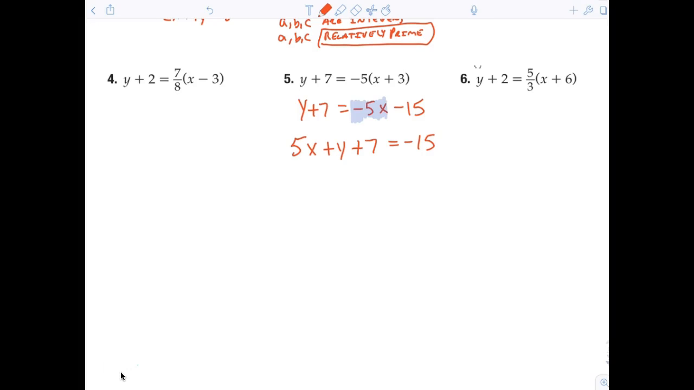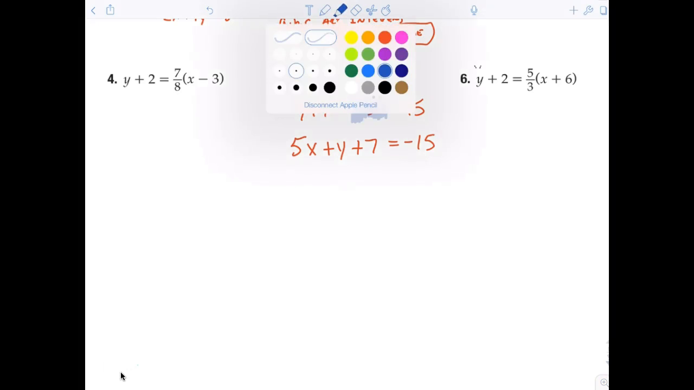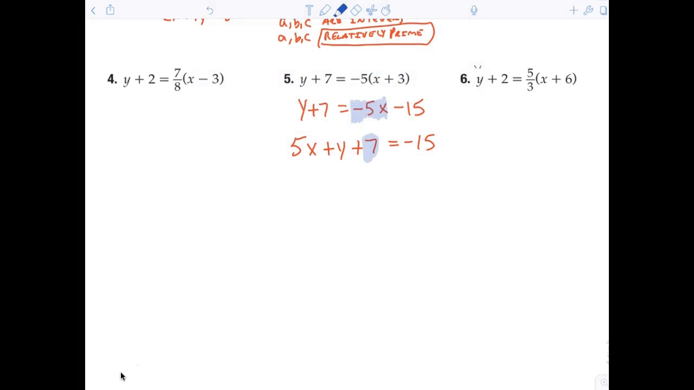Now, there's only one other problem, and that problem is the positive 7. That has to go where? On to the 15. That's exactly right. So if I move the 7 from the left to the right, the 7 becomes a negative. So what's negative 7 and negative 15? Negative 22. Thank you very much. Negative 22. And that is written in standard form now. You got to stay with me now, please. Stay with me. Everybody good with that?